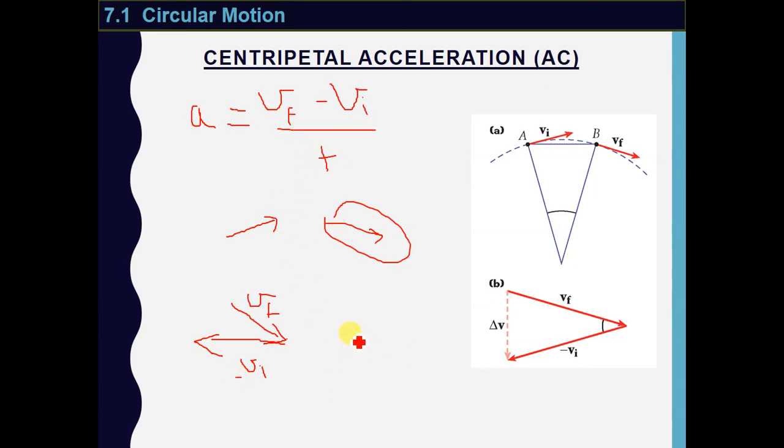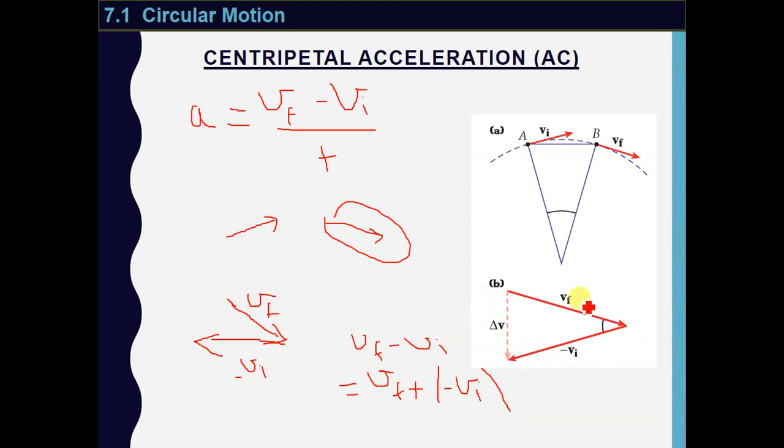So when you want V final minus V initial, it is the same as V final plus negative V initial. Okay? When you want to subtract a vector, you add its opposite. So this is V final and this is negative Vi. Always we place the vectors head to tail, remember? And then at the end the resultant, how is it?